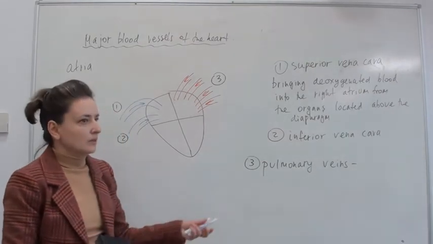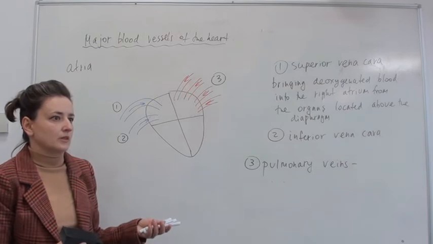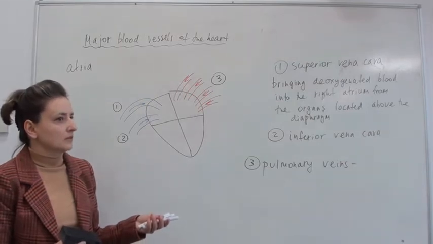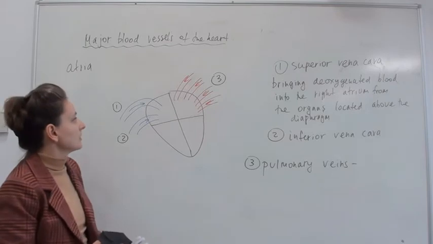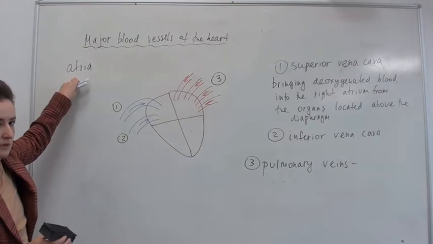Okay. Laura, do you want to read out, what did you say for pulmonary veins? How did you phrase it? Bring oxygenated blood into the left atrium from the lungs. From the lungs, good. Okay, perfect. Right, so that's atria dealt with, right?